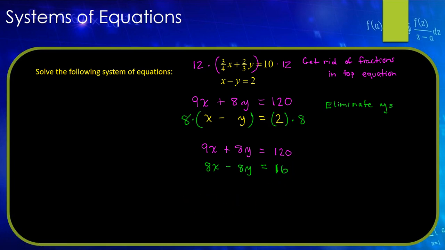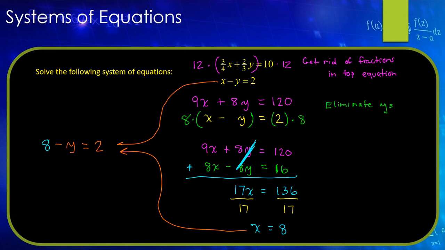So now when I add the equations together, the y's do cancel. I'm left with 17x equaling 136. When I divide both sides by 17, I do get that x equals 8. And so, I know what the x is. I go back to one of the original equations. In this case, I happen to choose the bottom one.